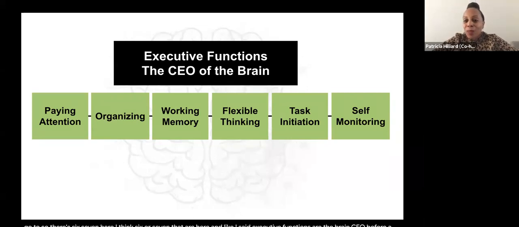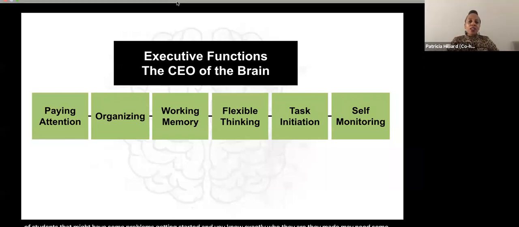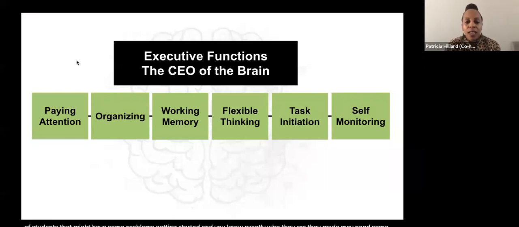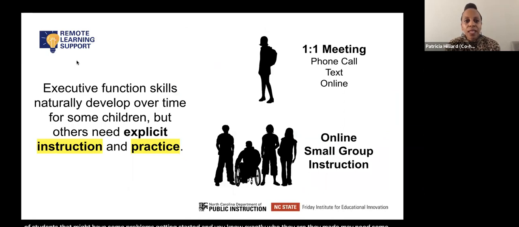There might be a small group of students that might have some problems getting started, and you know exactly who they are. They may need some small, targeted, differentiated support with task initiation. So, moving to the next slide, you'll see that we're looking at explicitly teaching a small group of students these executive functions. Once again, not to give the whole class this, the whole class doesn't need it.